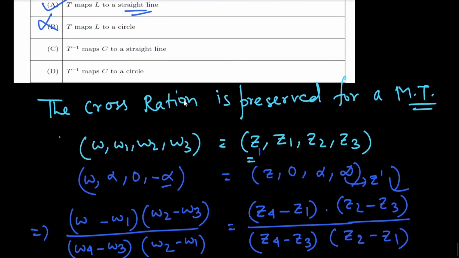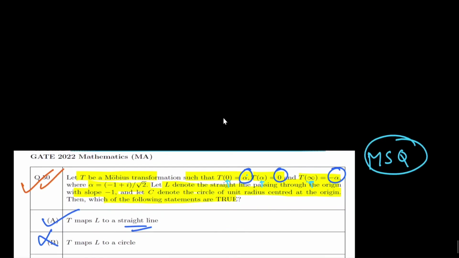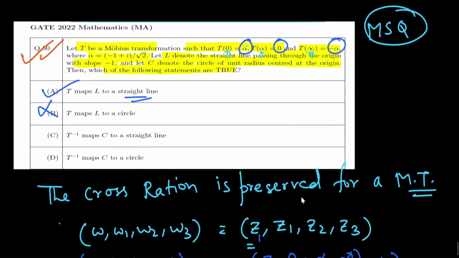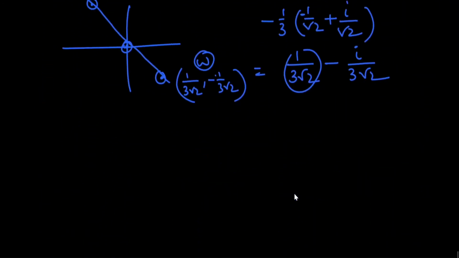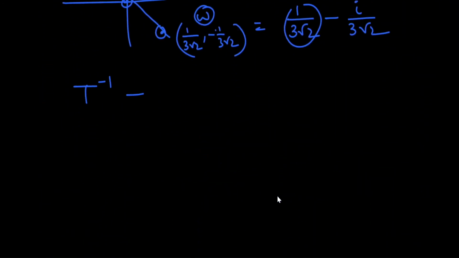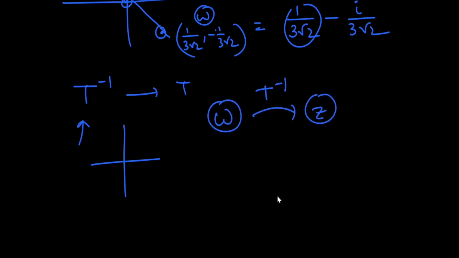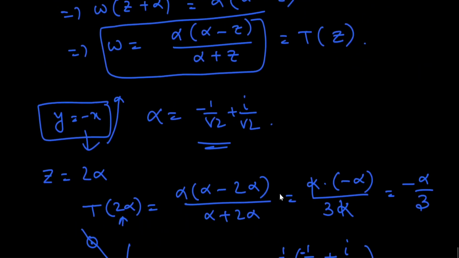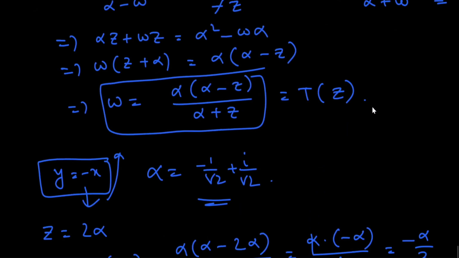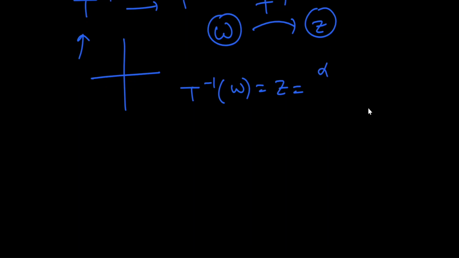Now for the next two options, see that C denotes the circle of unit radius centered at origin. So T inverse to T, C goes to T inverse to T, that means suppose C is in the W plane, therefore T inverse goes from the W plane to the Z plane, and T inverse of W equal to Z equal to, given that the transformation is this: alpha into alpha minus W by alpha plus W.